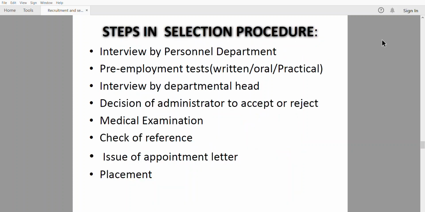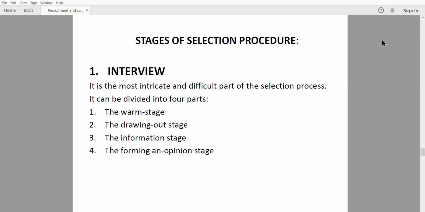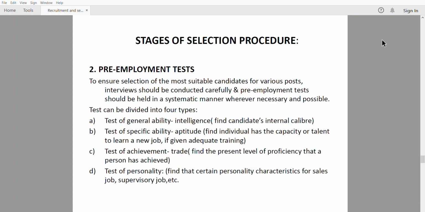positions in the organization. Steps in the selection procedure: interview by the personnel department, pre-employment tests such as written, oral and practical, interview by departmental heads, decision of the administrator to accept or reject, medical examination, check of references, issue of appointment letter, placement. Stages of selection procedure. Interview. It is the most intricate, difficult part of the selection process. It can be divided into 4 parts: warm-up stage, drawing-out stage, information stage, and forming-an-opinion stage.